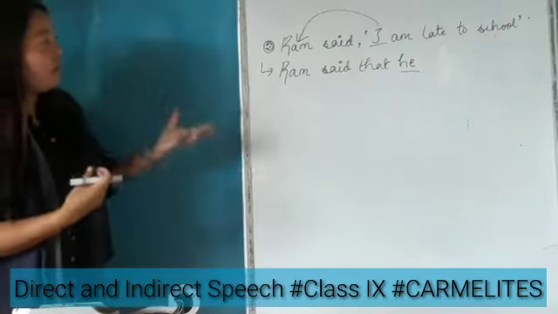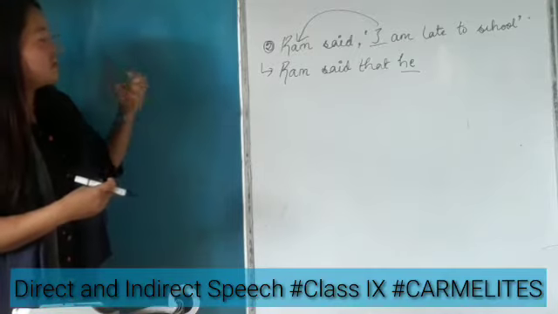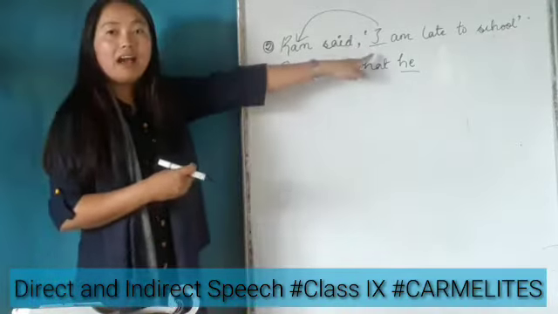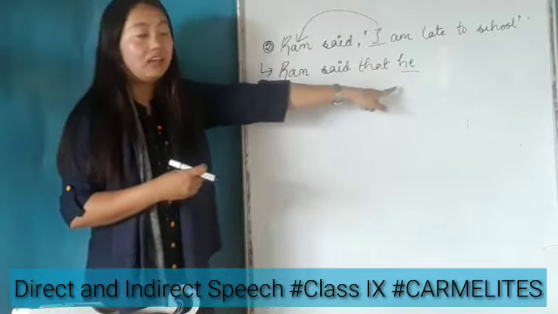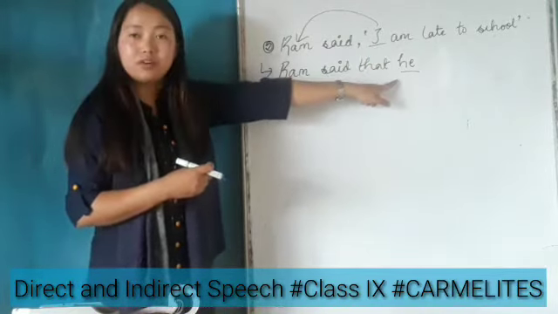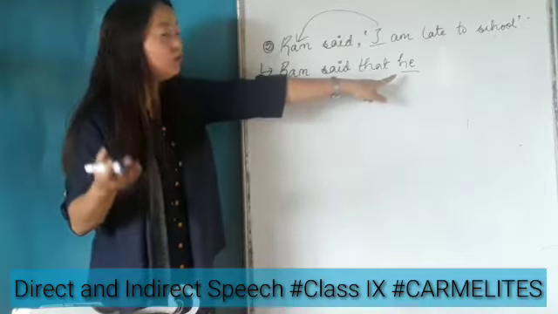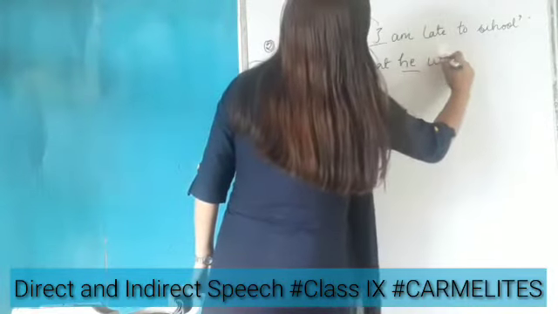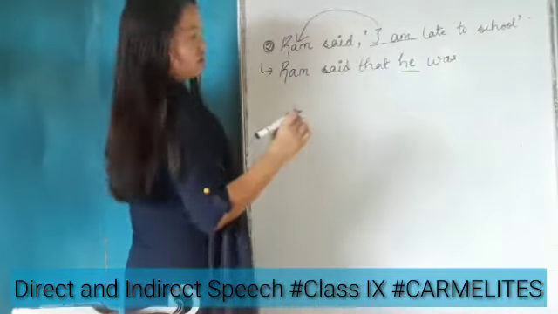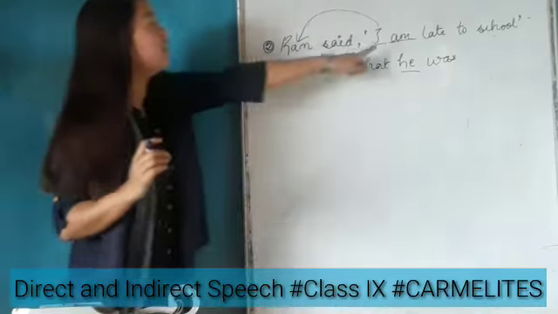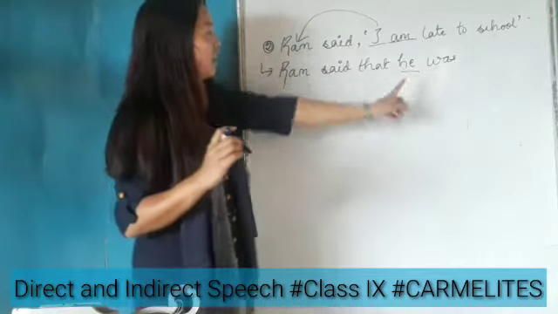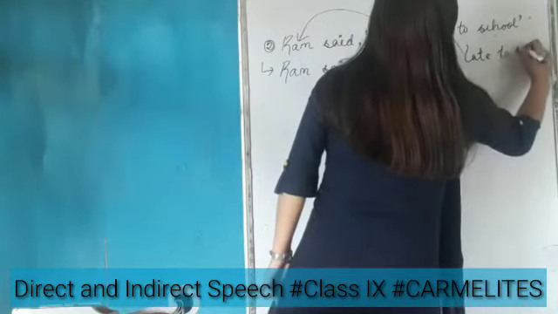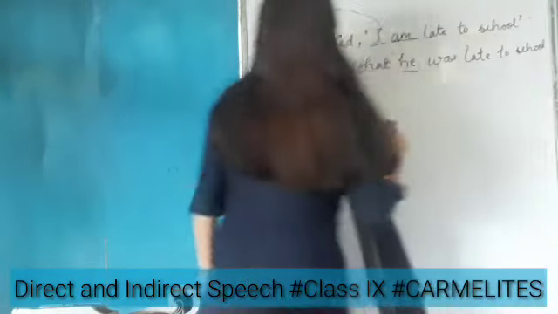Whenever you are reporting the speech of the speaker in indirect speech, your personal pronoun I becomes he. The first person becomes the third person. I think I have already told you this in your classes as well. So Ram said that he was, and am becomes was. As I have already told you, the present tense becomes the past tense: that he was late to school.